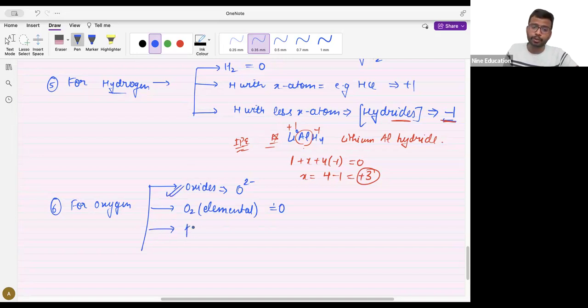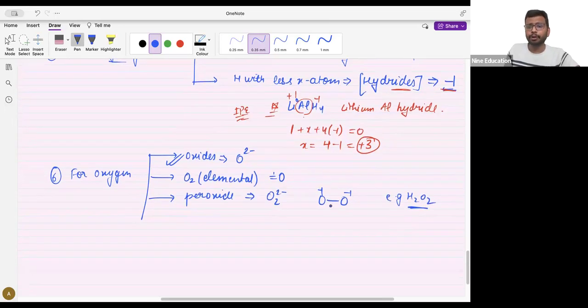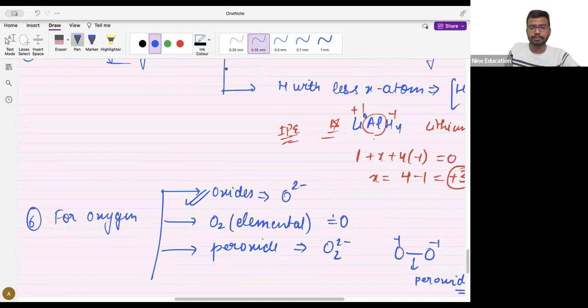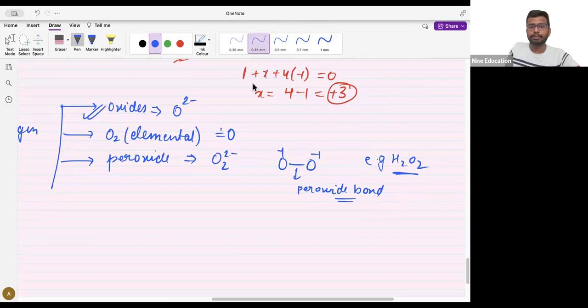For some cases, oxygen will be in peroxide. You all know peroxide also exists. In peroxide, O2 2-, means oxygen will have 2- on 2 oxygens. Example: H2O2 is a peroxide. We all know the peroxide bond. So this bond is known as the peroxide bond. Understand, beta?